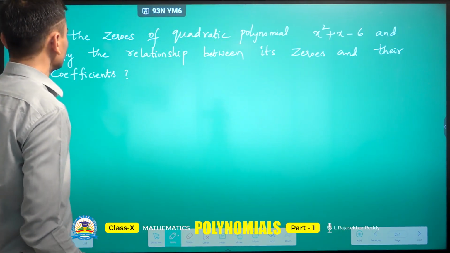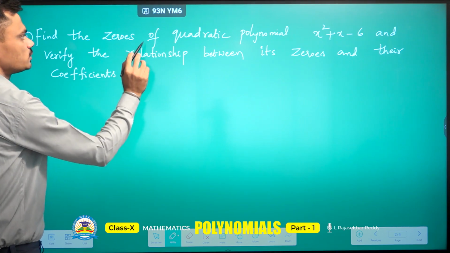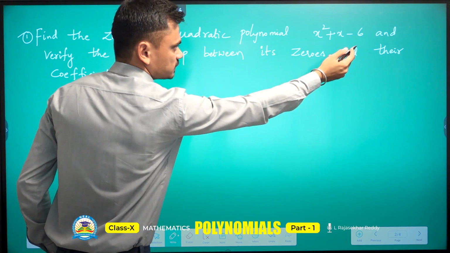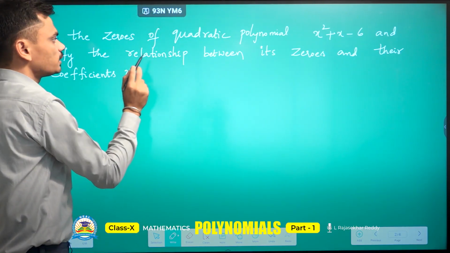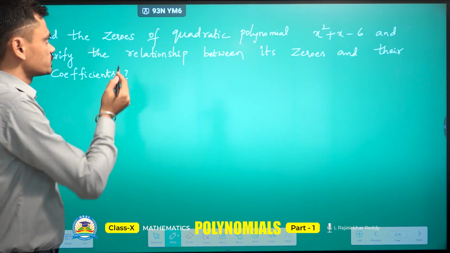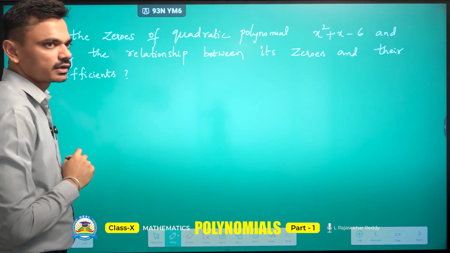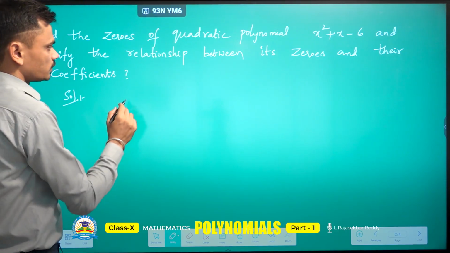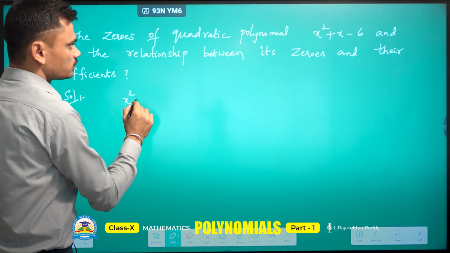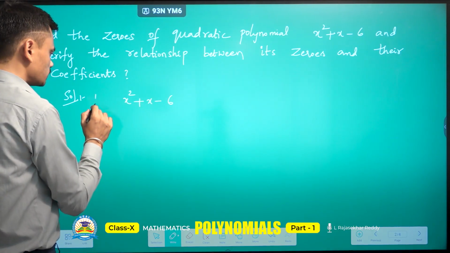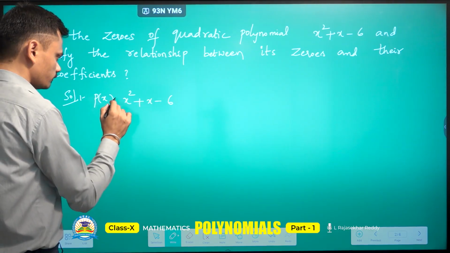Okay. Next, let us solve some problems based on this. See, here there is a problem. Find the zeros of the quadratic polynomial x square plus x minus 6 and verify the relationship between its zeros and their coefficients. First, let us find the zeros of the quadratic polynomial. So the solution is x square plus x minus 6. So this is the given polynomial in the variable x.